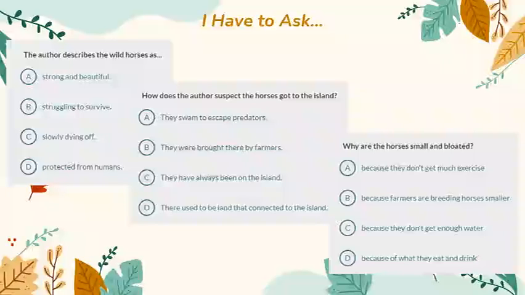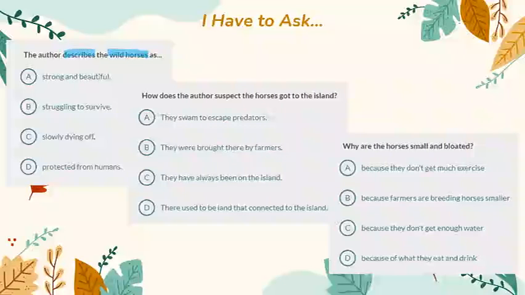So we're going to model the RUNNERS strategy as we're working with this text, but things are going to be slightly out of order because of going back and forth between the screens. So we'll start here with underlining or highlighting important words in the questions. Let's start with the first one. The question is, the author describes the wild horses as. Well, here we're going to focus on describing the wild horses. And underlining, you can underline, I'm highlighting here actually.